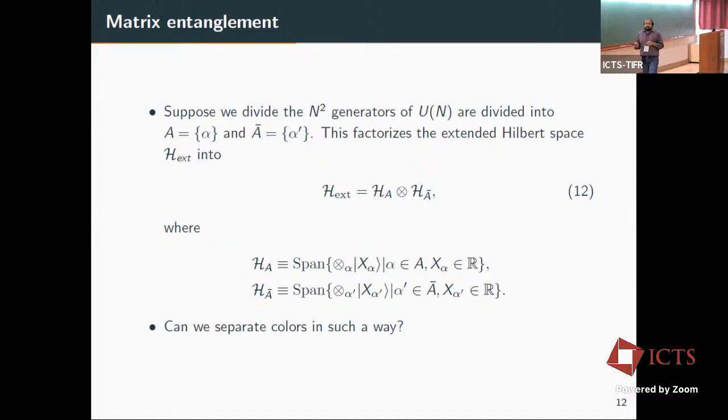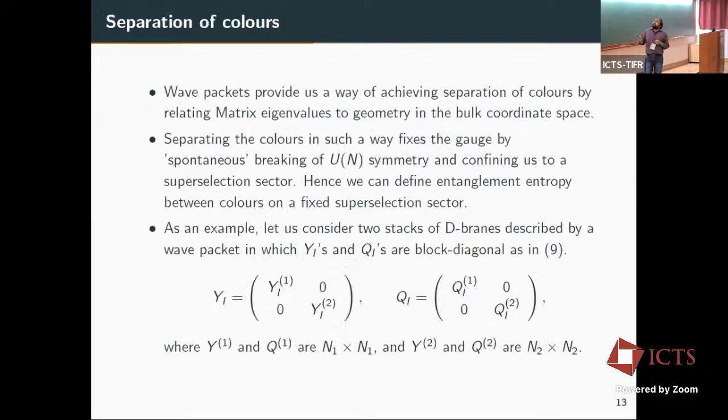The question is, can we separate colors in such a way? The answer would be yes, by using the wave packets and the geometric description that we described just before. We can separate the colors in such a way. By separating colors in such a way, we'll be spontaneously breaking the gauge symmetry from U(N) to some U(M) cross U(N minus M), where M is our deconfined sector.